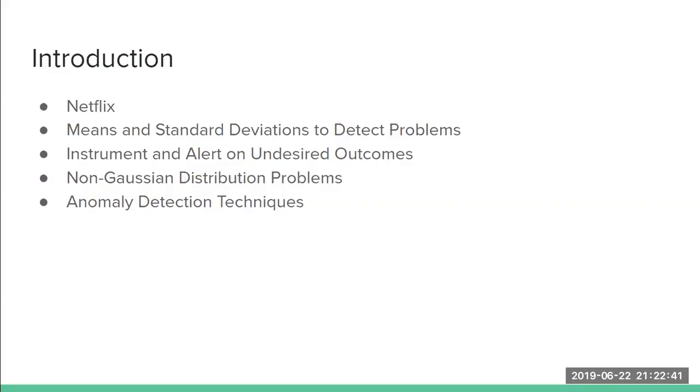We will be talking about Netflix using outlier detection, using means and standard deviations to detect problems, analyzing previous problems to create better future alerts, non-Gaussian distribution problems, and anomaly detection techniques.